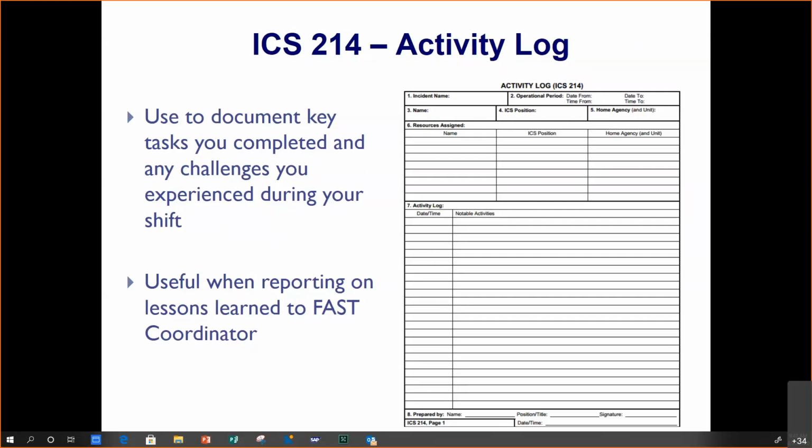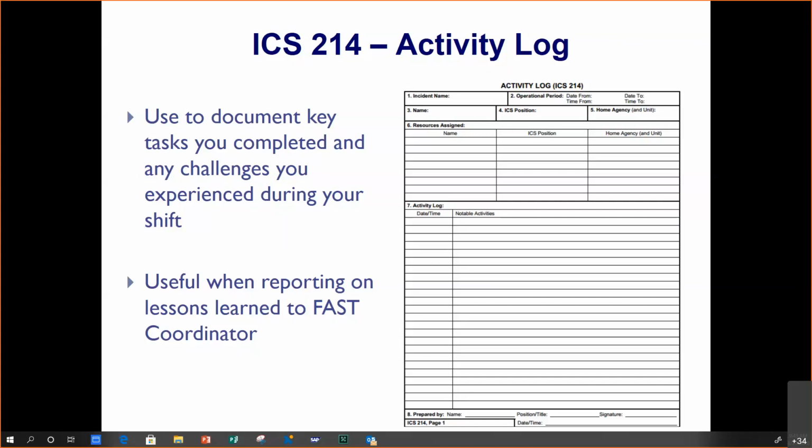It's just useful for not only keeping track of the progress in the shelter, but when debriefing or briefing, the FAST team lead can see any challenges or any lessons learned. Again, you'll give this form to the team lead. Next slide.